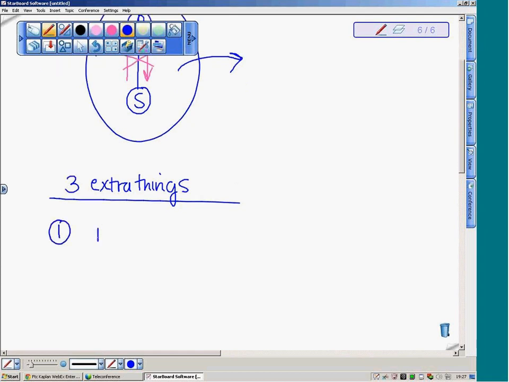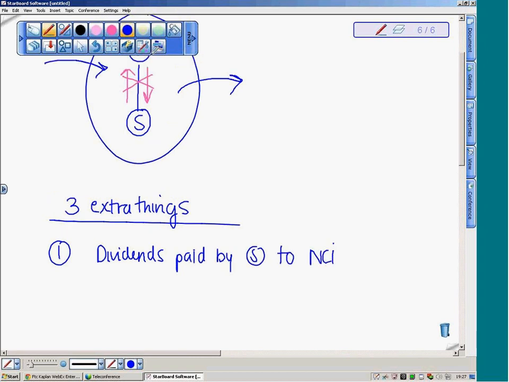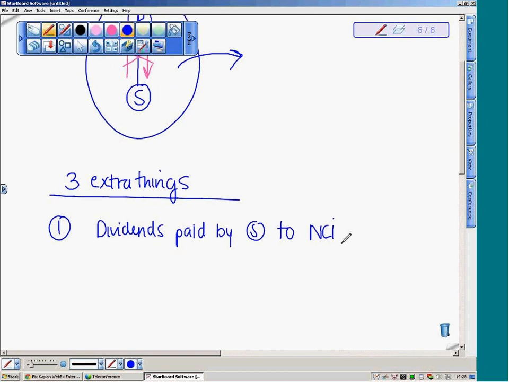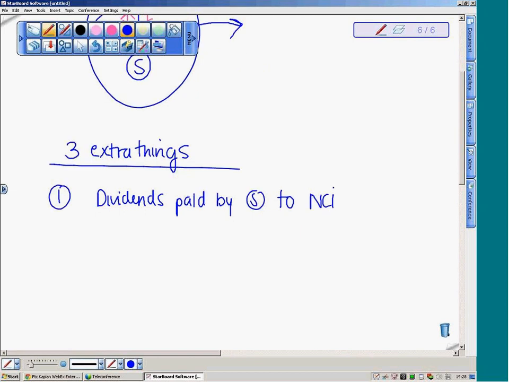Firstly, you may have dividends paid by the subsidiary at the time. Okay. Now, if the subsidiary pays the dividend to the parent, we're not going to show that in our cash flow because it's an outflow for one entity, an inflow for the other, the net impact being nil. Okay. But if the dividend is paid by the subsidiary to the NCI, well, that is an outflow happening outside of the P&S bubble, and we therefore want to reflect that.